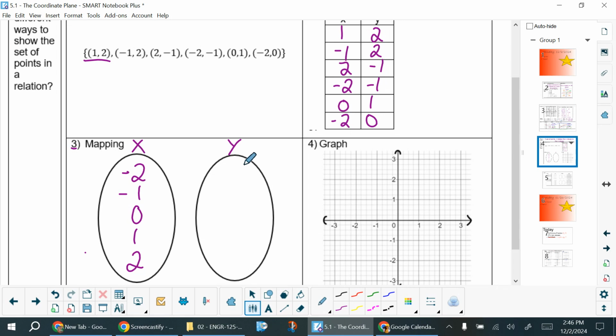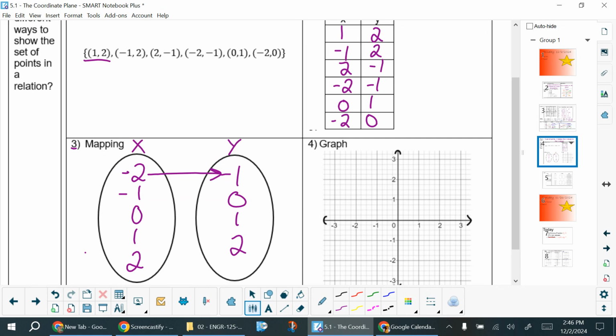Same thing with my y's. I'm going to put these in order from smallest to biggest. There's 2 -1s. I'm not going to list 2 -1s. I'm just going to put it once. What actually shows my relation here is arrows. So if I look at this and I see -2 and -1 are paired up, I'm going to draw an arrow from the -2 in the x to the -1 in the y.